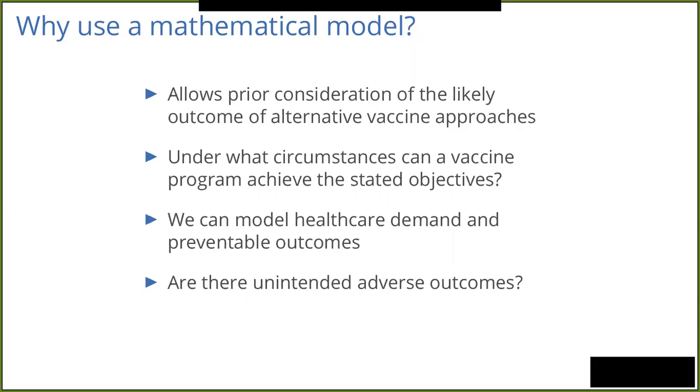By doing this, we can identify circumstances under which a vaccine program can achieve what we want to achieve. It also allows us to estimate the demand that will be placed on our healthcare system and the number of outcomes, such as hospitalizations and deaths, that might be prevented. And because we track the status of every individual in this model, we're also able to identify adverse outcomes, such as where a strategy might negatively impact a specific group in the population.